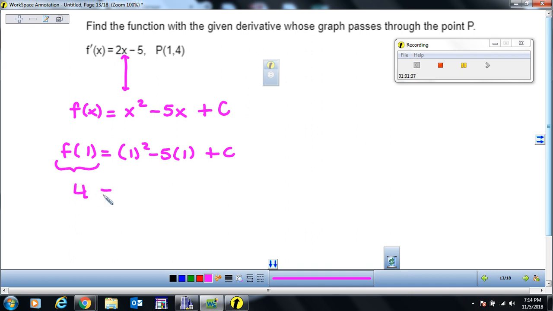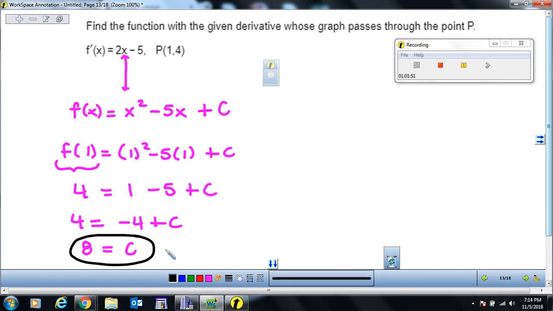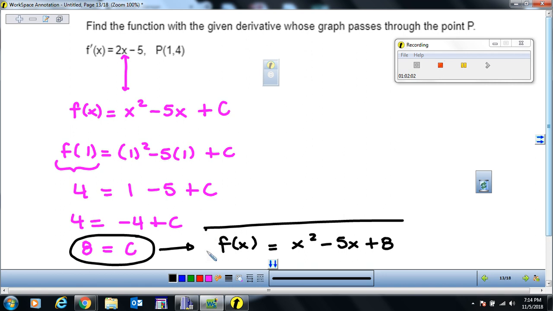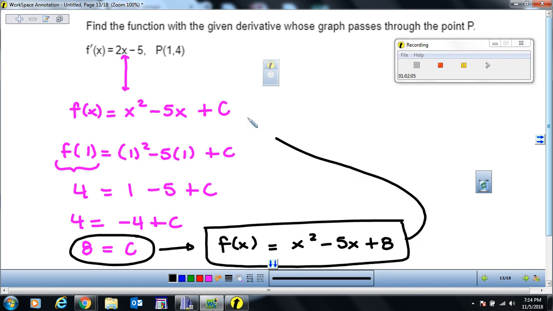So all this is 4, 1 minus 5 plus c. So 4 is equal to negative 4 plus c. So c is going to be 8. Okay, so then with this, the function I was looking for is x squared minus 5x plus 8. This was the original. If you take the derivative of this, that should be this right here. And it matches perfectly.